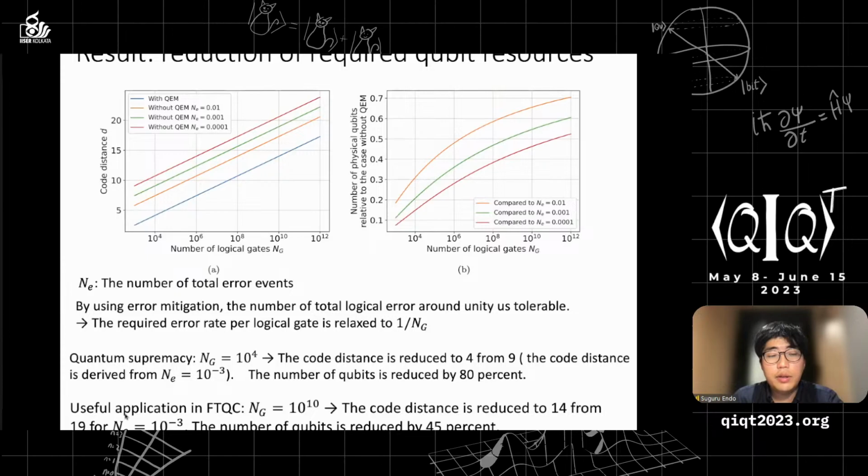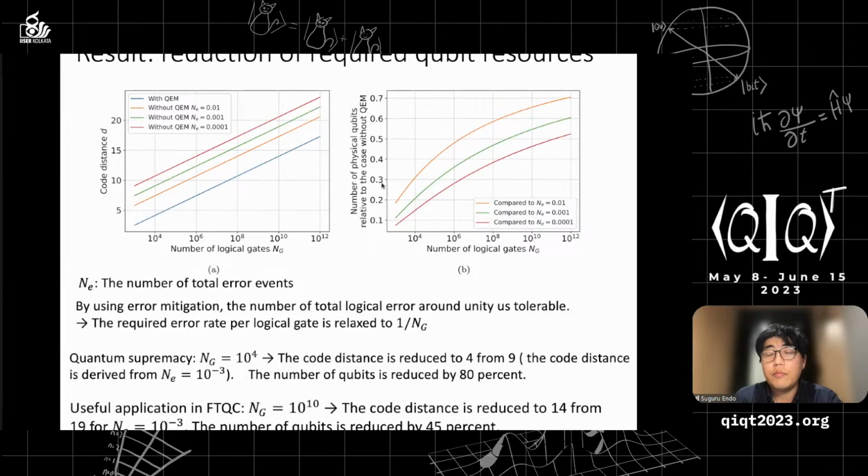When we consider the useful application in FTQC, where the total gate count is 10 to the 10, even in this regime the code distance is reduced from 90 to 14. The number of qubits is reduced by 45%. So this is the number of logical gates, and this is a ratio of how the number of qubits is reduced.